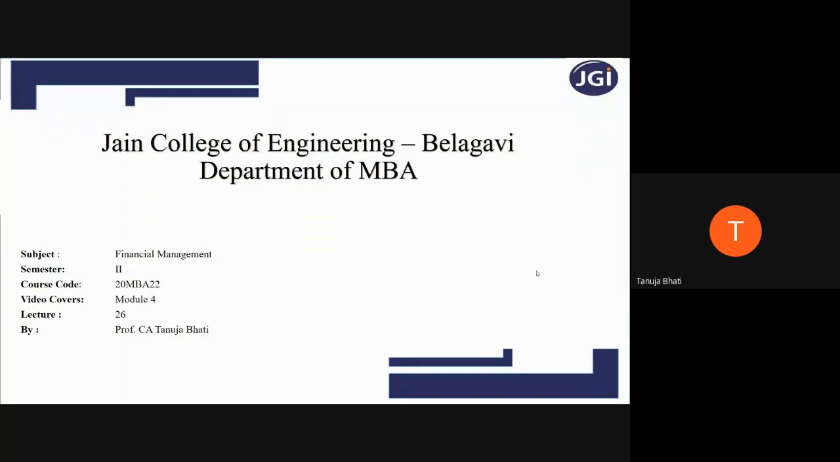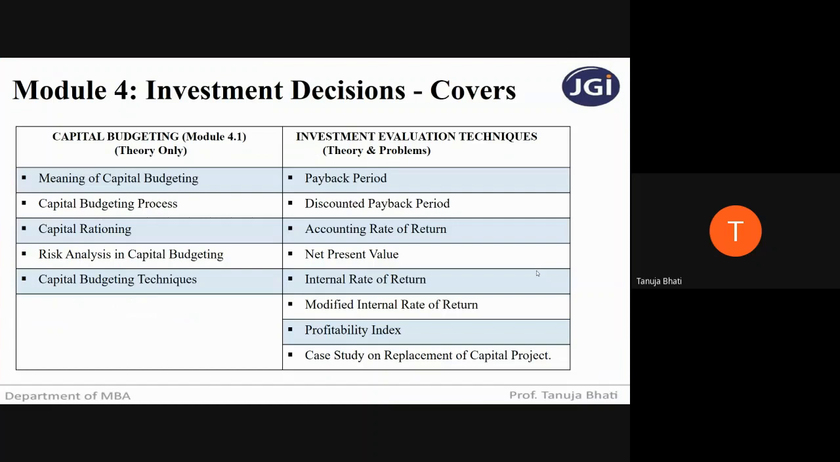With module number 4, under subject financial management. So students, module 4 is basically investment decisions, and it is divided into two parts. First part is capital budgeting, which is theory only. So whatever is given below capital budgeting, all this is only theory.